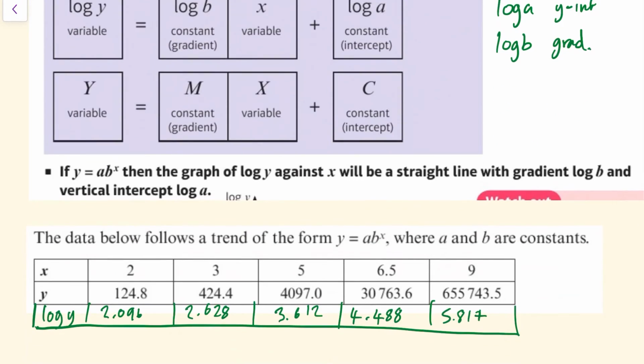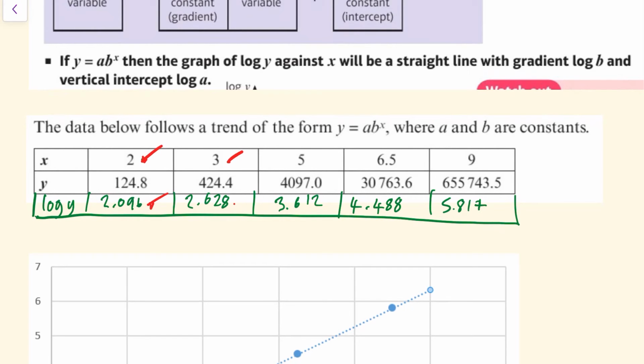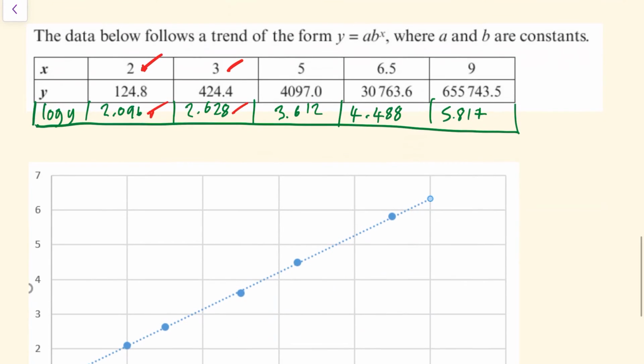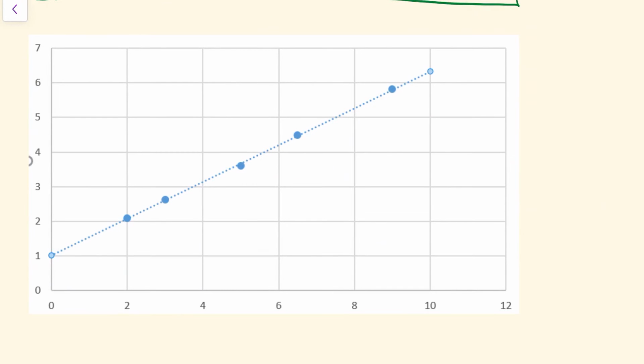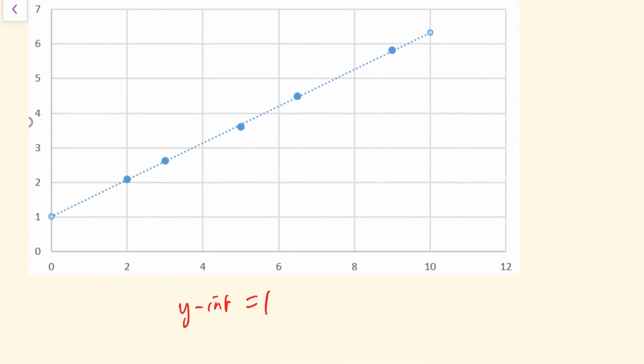So what I've done here is calculate log y for this series of data in our second example. I've then plotted x against log y, so I've plotted, for instance, 2, 2.096, and then 3 and 2.628, etc. I plotted the 5 points you can see here. Now we can say our y-intercept is equal to 1, and our y-intercept is log a. So log a equals 1, so a equals 10 to the power of 1, which is 10.